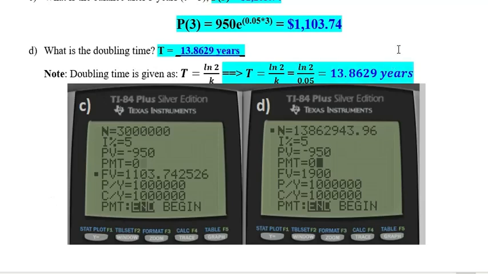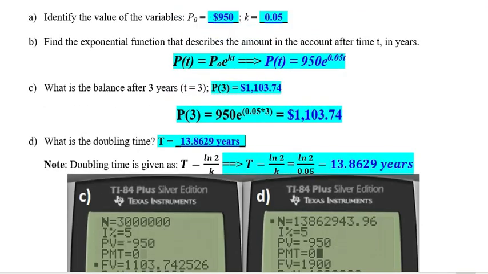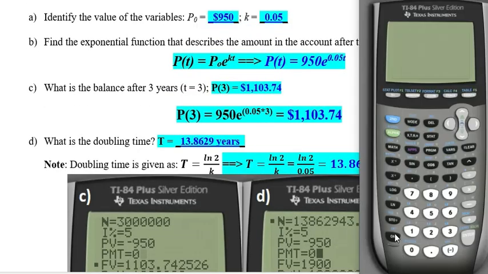Then you can use TVM solver, but before we use TVM solver, we can actually get out of here. So this is 950 e to the power of 0.05 times 3 years, times 3.